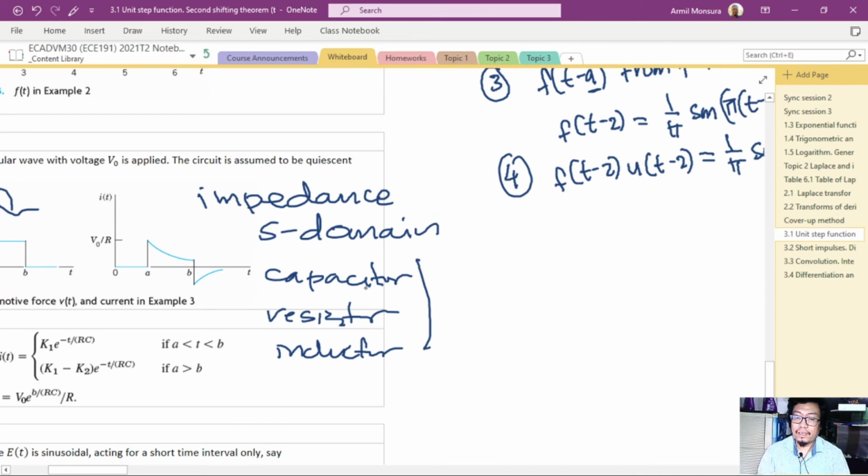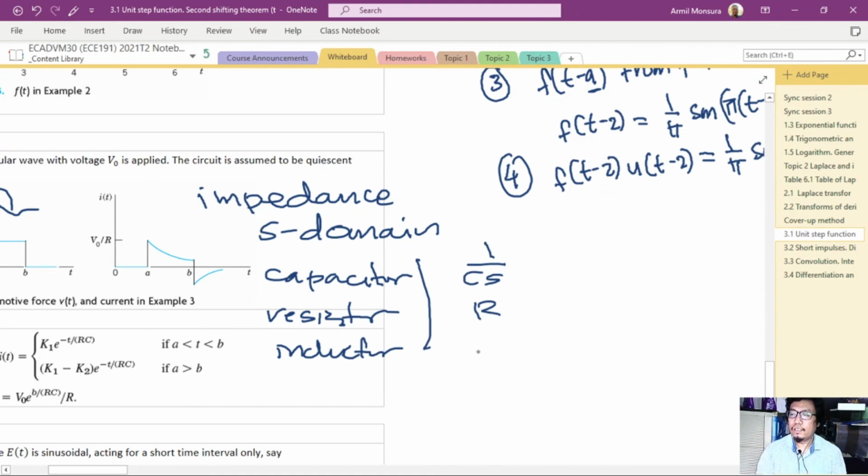The impedance of the capacitor in the S domain is 1 over CS, where C is the capacitance of your capacitor. The impedance of the resistor in the S domain is simply R. Again, it doesn't do anything to a change in current. Your resistor can have an effect on DC, but it doesn't have an effect on alternating or changing current. So it's simply R.